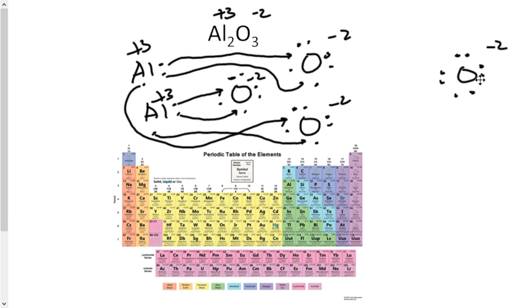And that's our goal. Complete up the outer level for the nonmetal while giving away the electrons from the metal. And that's how ionic bonds work.